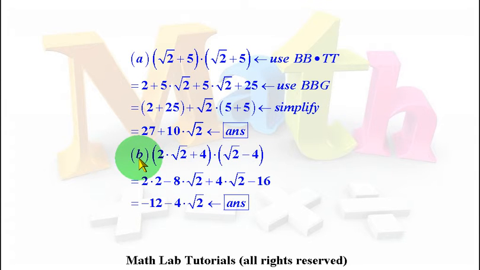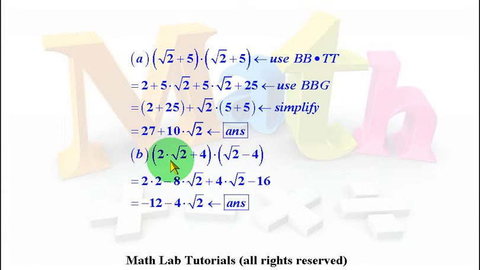Let's look at part B. Again, we have a binomial over here. We have another binomial over here. So we have a bullet, bullet, target, target. We're going to distribute. So we have 2 root 2 dot root 2. The root 2 is just 2, so 2 dot 2 is 4.